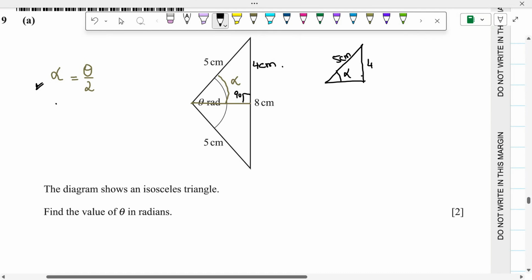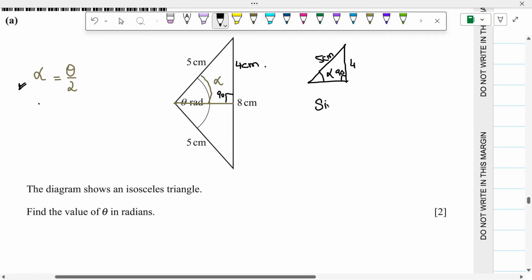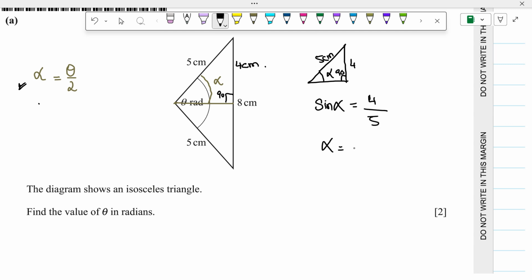This one is a right angle triangle, so we can use sine of alpha, because sine of alpha is equal to the opposite side divided by the hypotenuse. The opposite side is 4 over 5, so alpha is equal to sine inverse of 4 over 5, which is equal to 53.13 degrees, or in radians, which is 0.927.